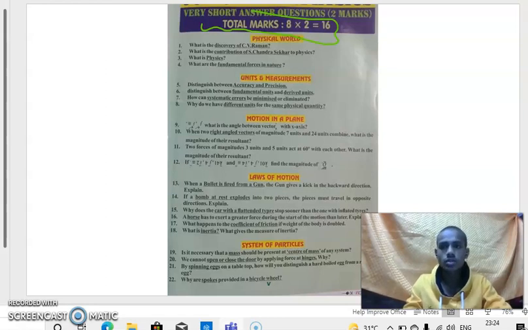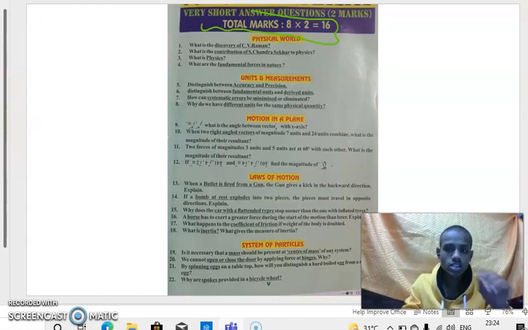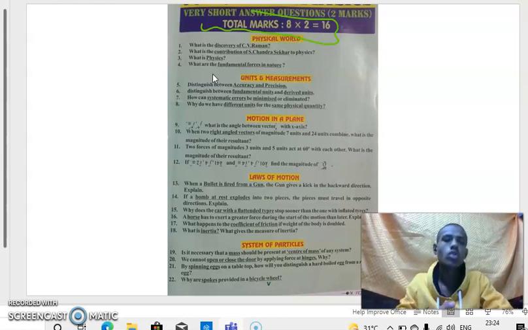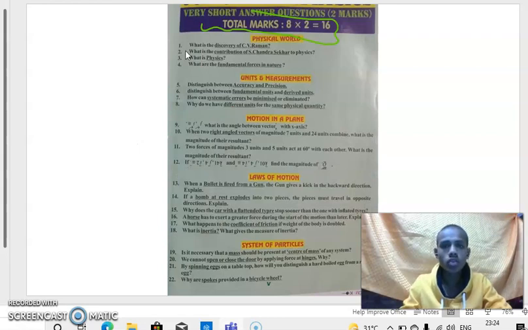Coming to first lesson, it is physical world. This lesson is meant only for 2 marks questions, so you need to focus on the first and second topics, because which I discussed here, the first and second lessons we have very short questions. Okay, so coming to our topic, first, what is the discovery of C.V.